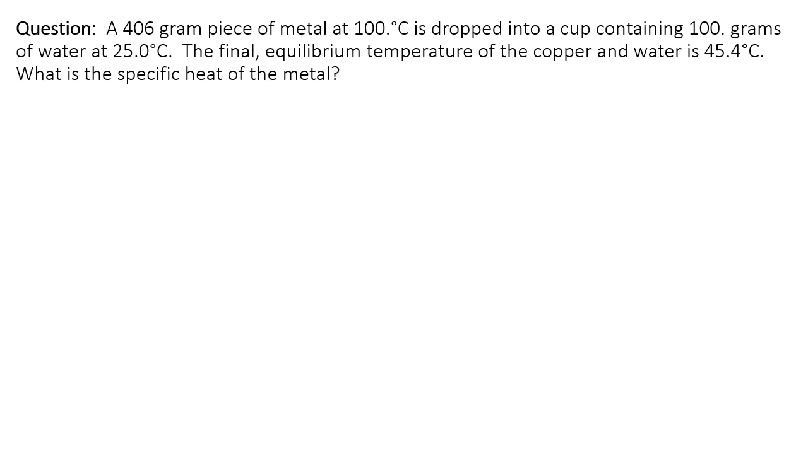A 406 gram piece of metal at 100 degrees Celsius is dropped into a cup containing 100 grams of water at 25 degrees Celsius. The final equilibrium temperature of the copper and the water together is 45.4 degrees Celsius. What is the specific heat of the metal?